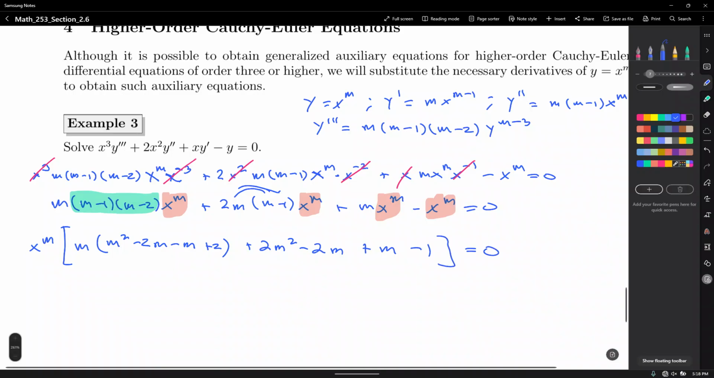For the rest of the problem, actually, I would like to combine these two together. These are equal to negative 3m. Do you guys agree with that?